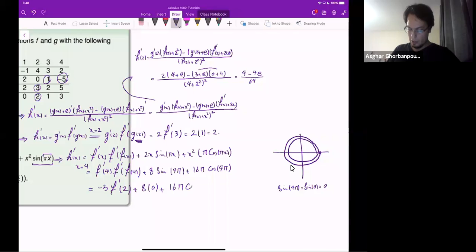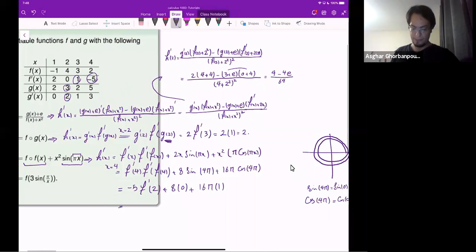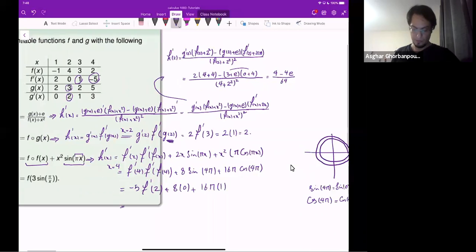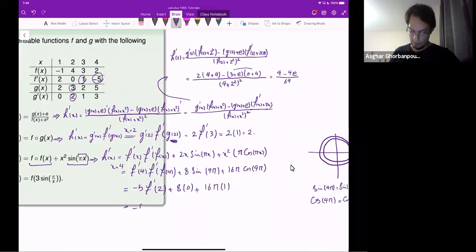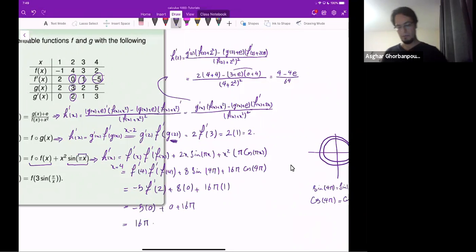16 pi cosine of, okay, what is cosine of 4 pi? The same argument. Cosine of 4 pi is the same thing on the circle, go around twice and come back to 0. So this is cosine 0, which is 1. So 16 pi times 1. And now pick f prime at 2 from the table. It is 0. I got it from here, plus 0 plus 16 pi. And that will give me just 16 pi.